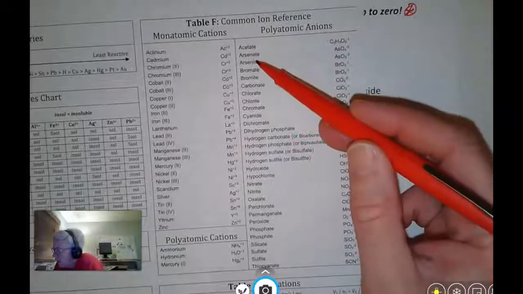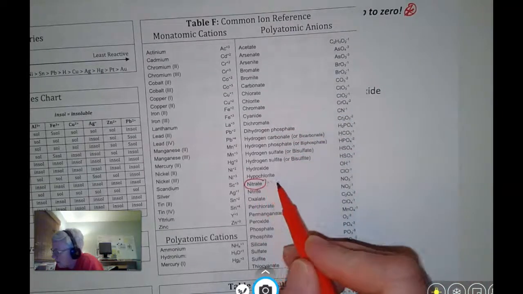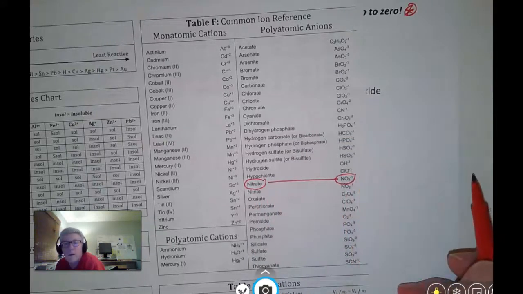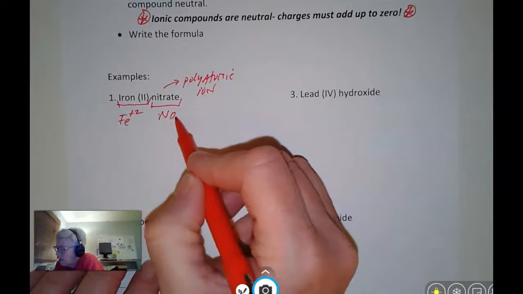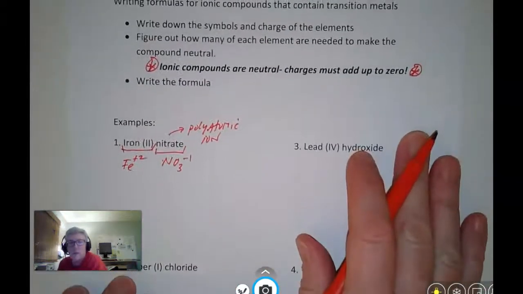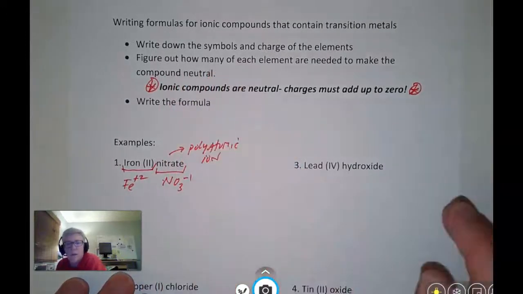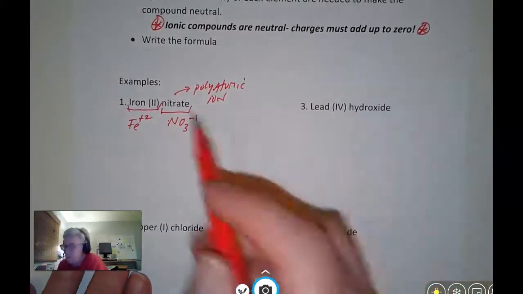All right, scanning. Here it is, nitrate, and its symbol is NO3, and it has a -1 charge. So iron is a +2, nitrate is a -1. All right, now we're on step 2 up here, where we have to figure out how many we need of each, so that this compound ends up neutral.